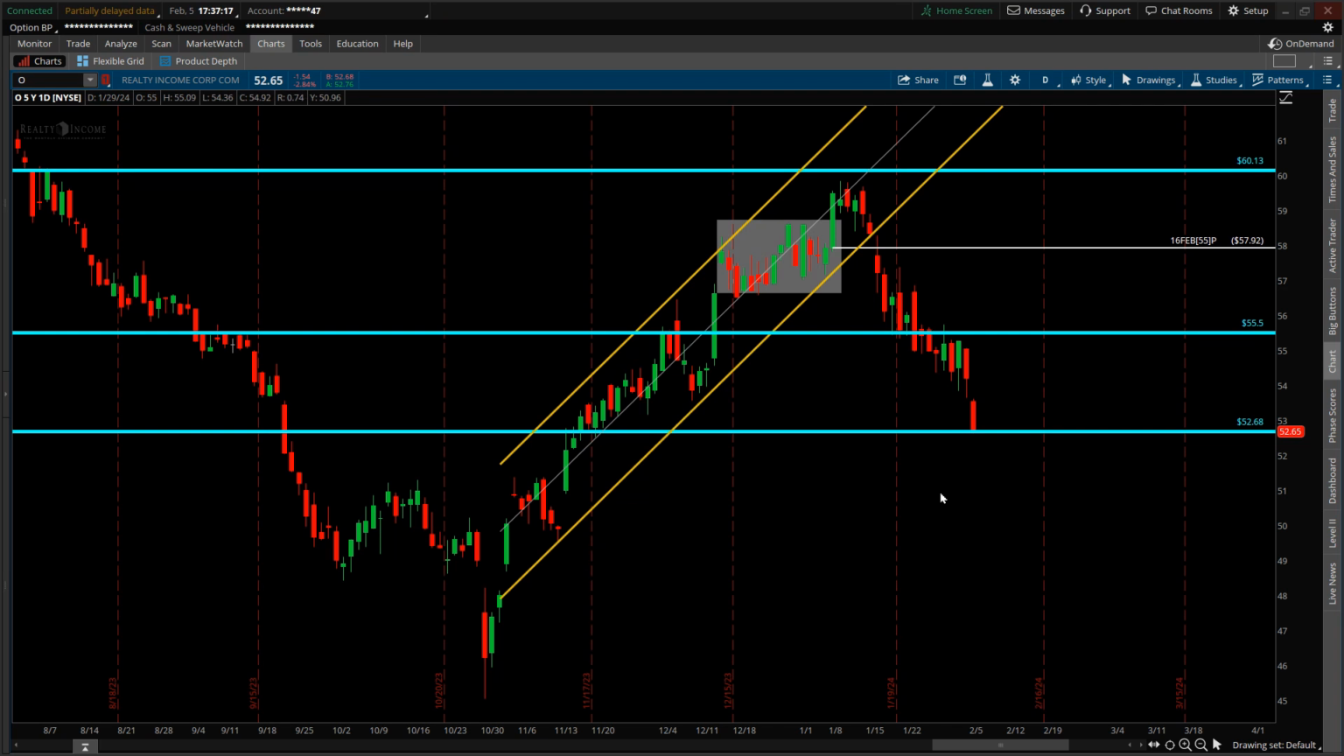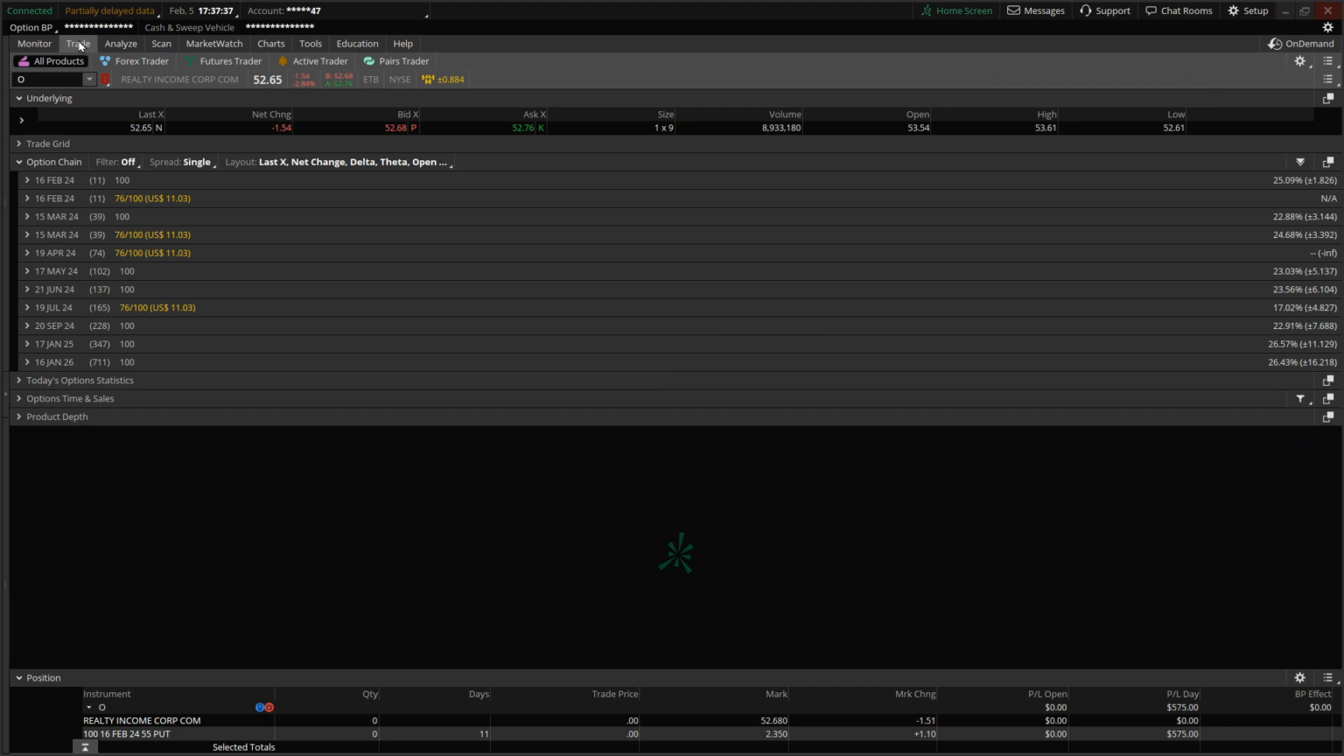So this is an end of day status check, and we can see here that I am out of the position. Heading into the close of today's trading session, Realty Income retested the support level of 52.68, and my order to close out the trade was filled. Switching over to the trade tab, the position is flat. Right here under quantity, it's reflecting 0, and the premium dropped to $2.35 or $235, but the P&L is 0.